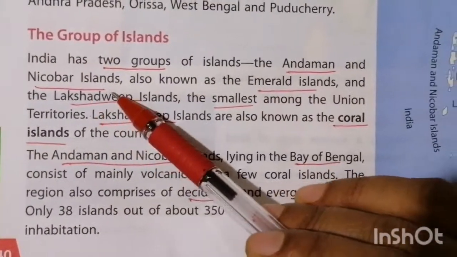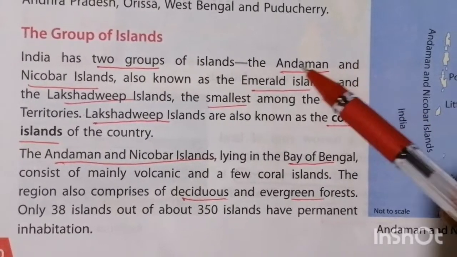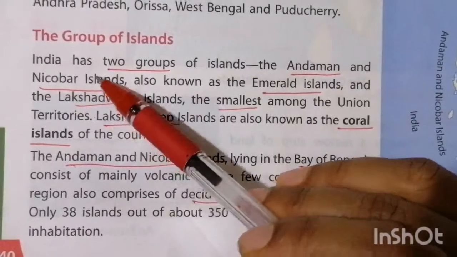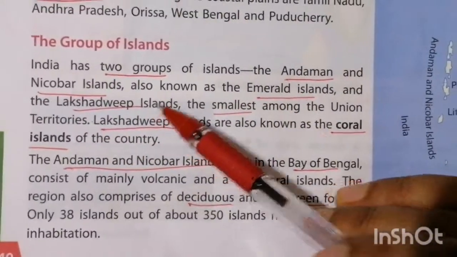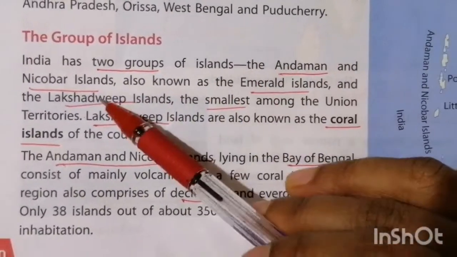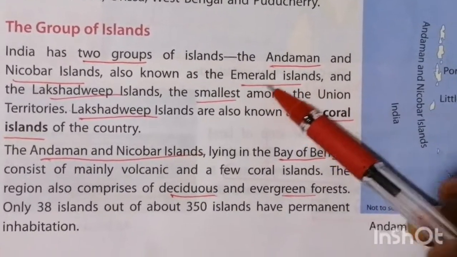Andaman and Nicobar Island. So this is a group of islands. It is also known as Emerald Island. What is the other name of Andaman and Nicobar Island? Emerald Island.